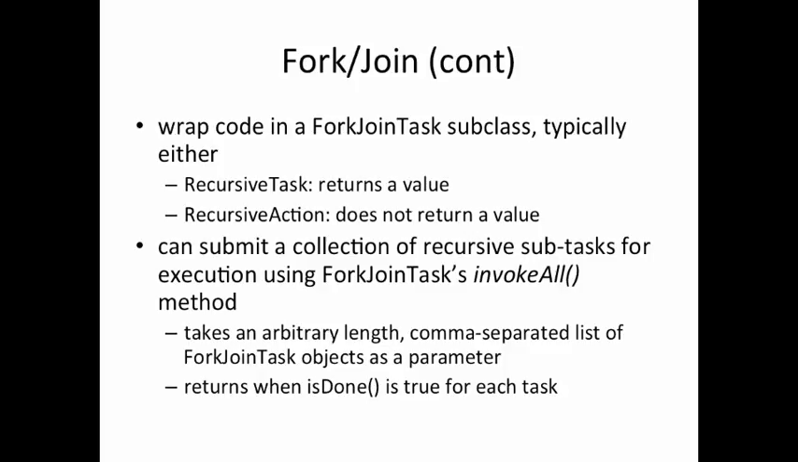It is these fork join task subclasses that we're then submitting for execution using the fork join task invokeAll method. And it takes an arbitrary length, comma separated list of fork join task objects as a parameter. That's why I said you could invoke n subtasks. You simply give those n objects as a comma separated list to the invokeAll method, and it will invoke all of them. And then it will return when isDone is true for each task. So once all the tasks have finished, it returns.